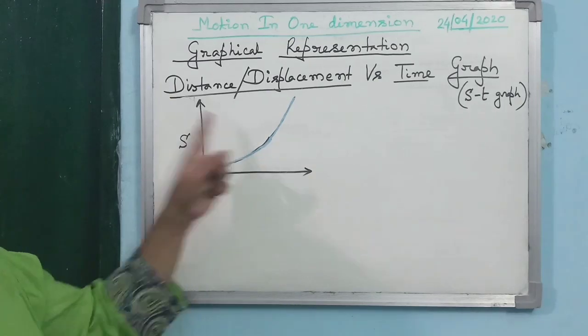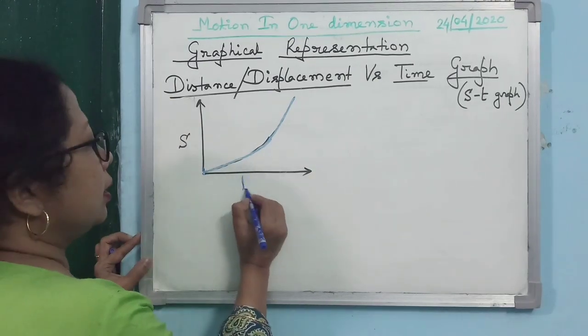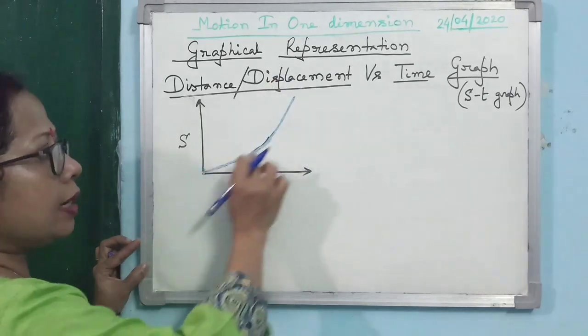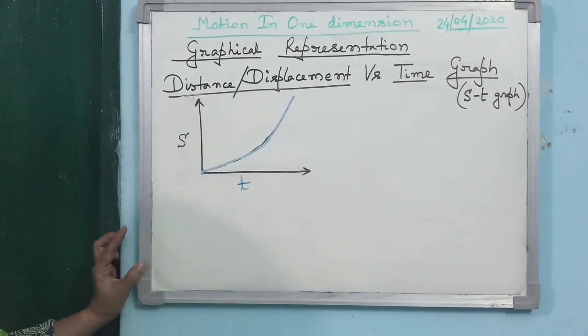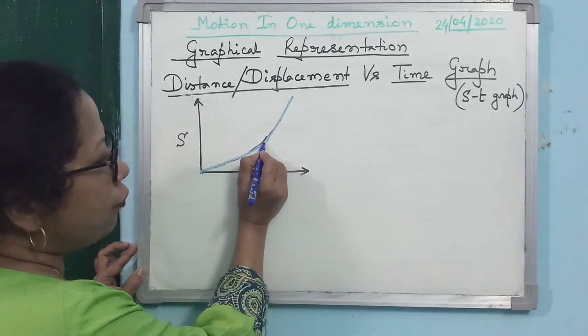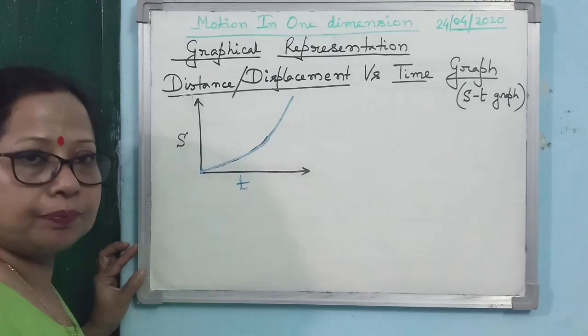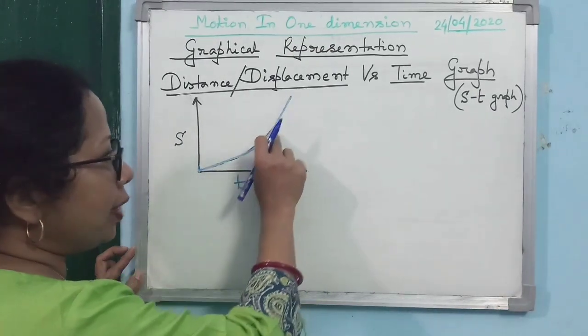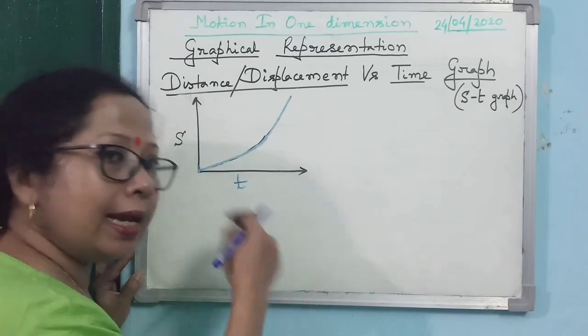Now this is the third case. If the ST graph is a curve, just look at it, it is not a straight line. It is a curve. Alright. What does it mean? When it is a curve, at every point the slope will change. Clear? What does it mean? At every point of this line, the slope of the graph will change.